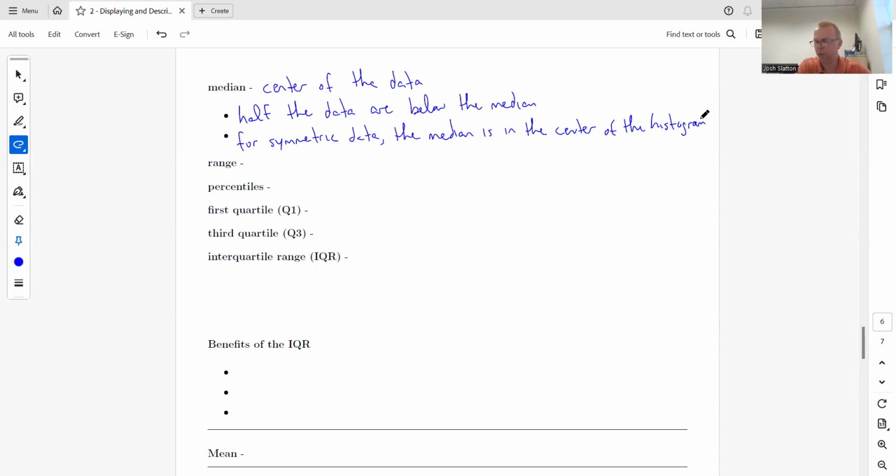Then we have the range. So the range, we'll just write a formula here. The range equals the maximum data point minus the minimum data point. That just tells how spread out you are. So that's a measure of the spread.